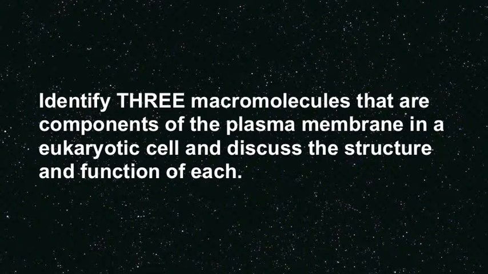This is the extra credit for the Unit 2 test. The first part of the question says to identify 3 macromolecules that are components of the plasma membrane in a eukaryotic cell and discuss the structure and the function of each.